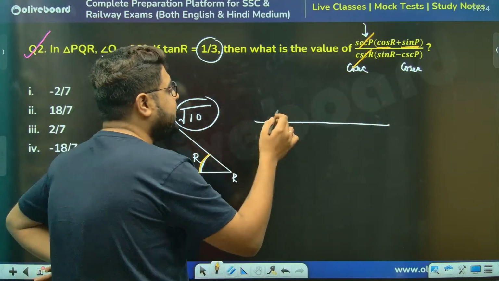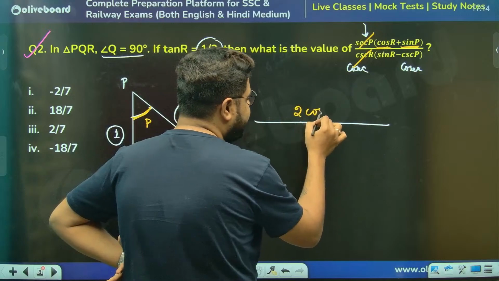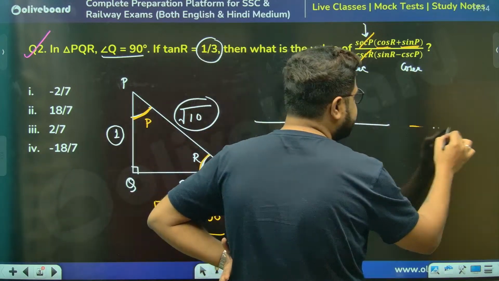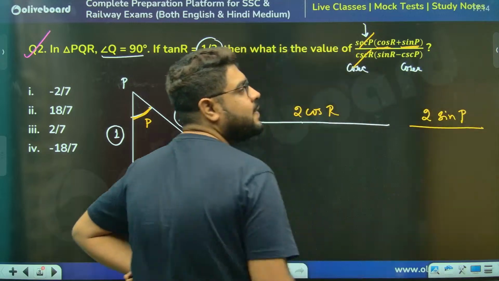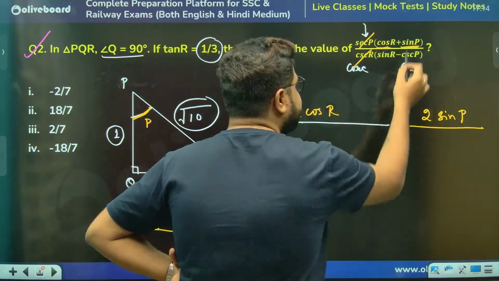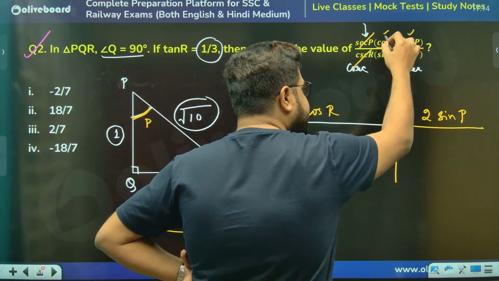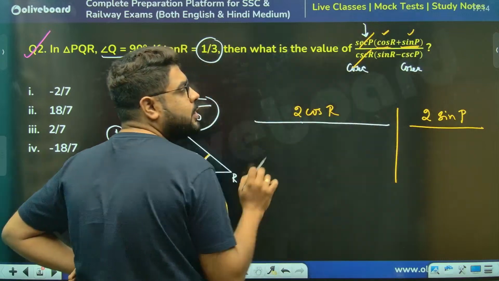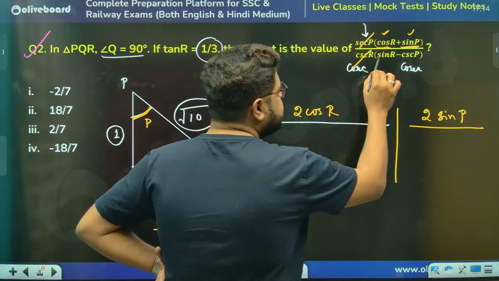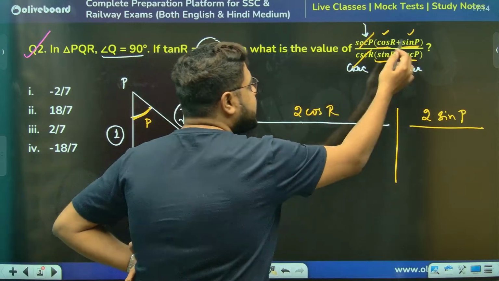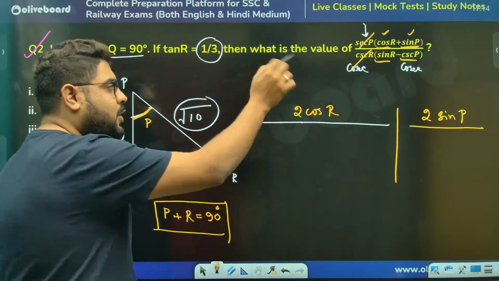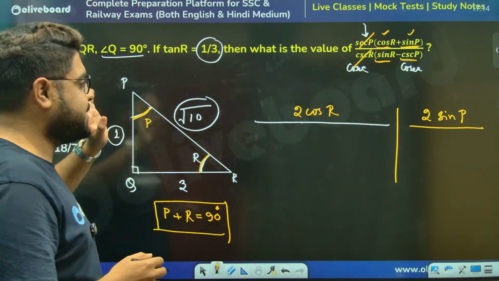So I can either write 2 cos R, or if someone wants, they can write 2 sin P. Both are actually same, sir. दोनों ही, either you can change this, keep this, you can change this, keep this, whatever you need. Sir, sin R minus cosec P, sir. Acha. Now here I cannot do anything. Here I cannot use those things, sir.